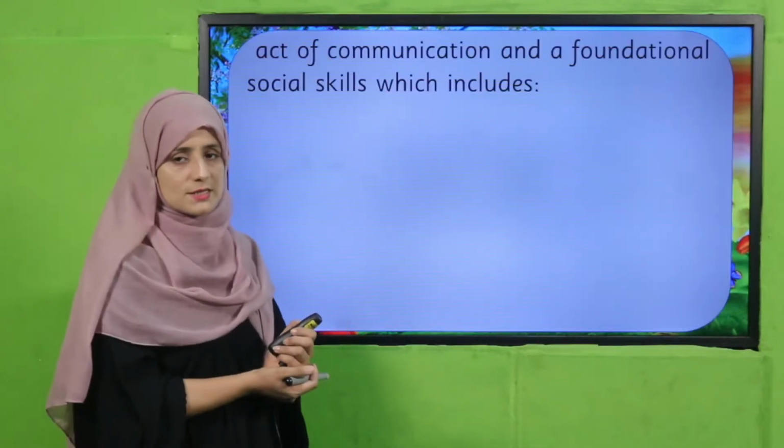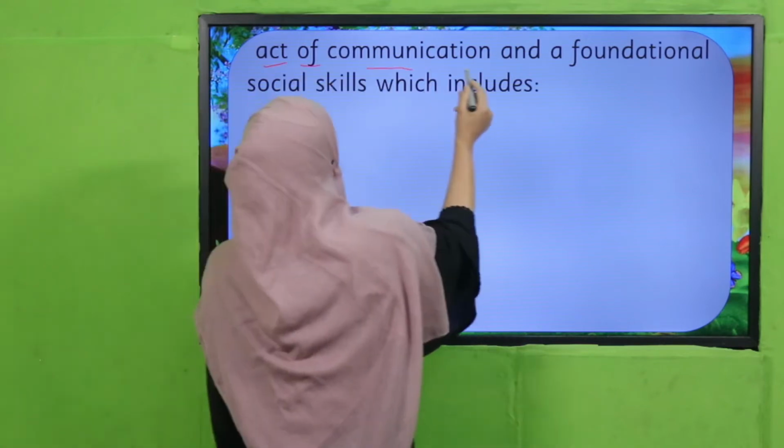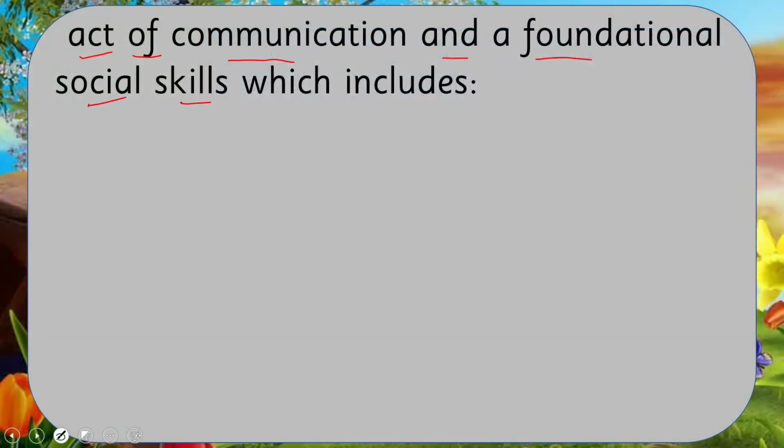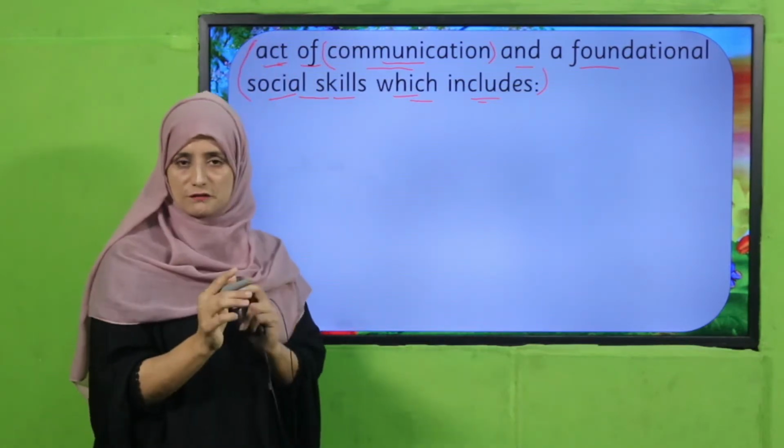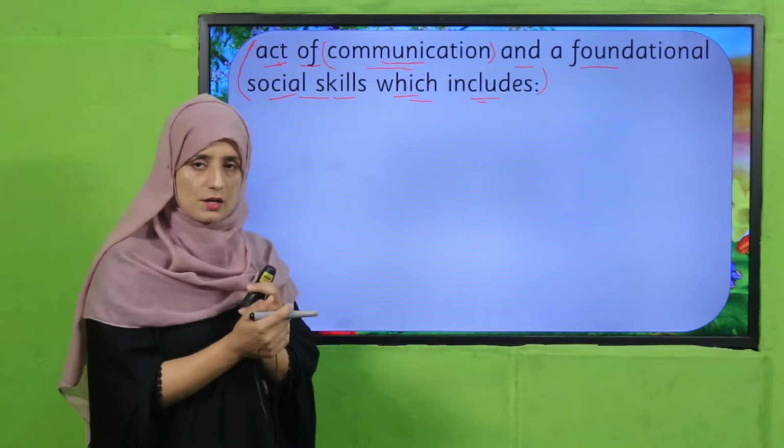So let's see what oral communication is. It is an act of communication and a foundational social skill. So, my dear students, what is interaction? Oral interaction is that act of communication. Communication is when we are talking on any topic with each other, whether between two persons or a group of people. So this is called oral interaction.